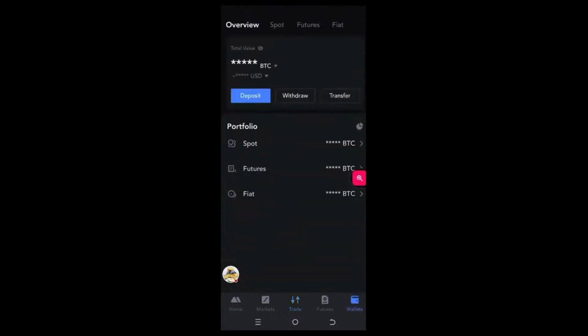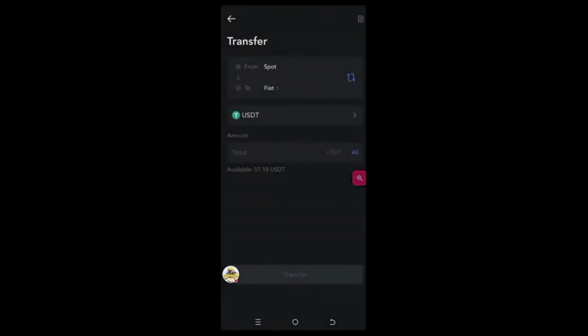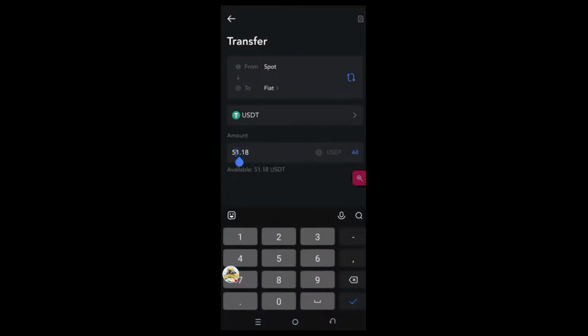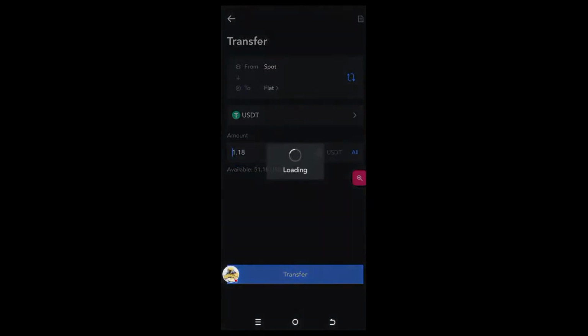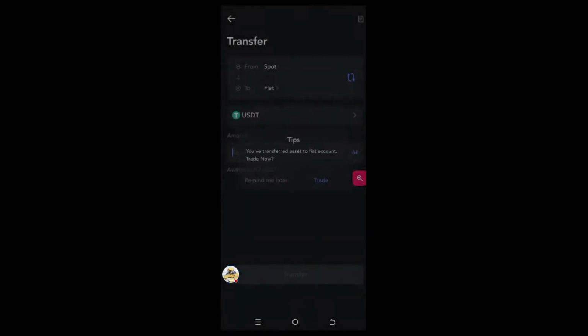Okay. As usual, I love to ship out the profit from spot to fiat. That's on Mexi. And then I'll pick all, and then I'll just ship it out. Ship it out, right? Let's ship it out. Let's transfer it. It goes all the way out of there. So that's it.